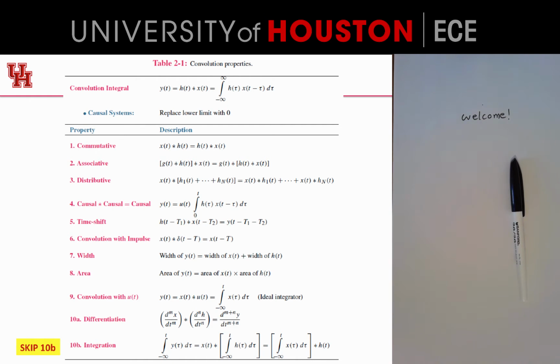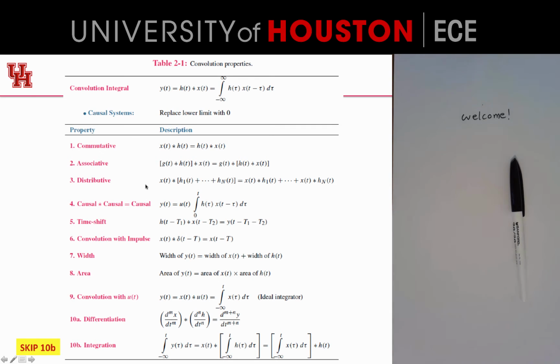The second property is associativity. What that tells you is that if you have 3 functions, say g, h, and x, that you want to convolve together one after the other, one way to do it is to convolve g and h together, and then convolve that result with x. What this theorem tells you is that you could have also done it the other way: convolve h and x first, and then convolve that result with g. You'll get the same answer.